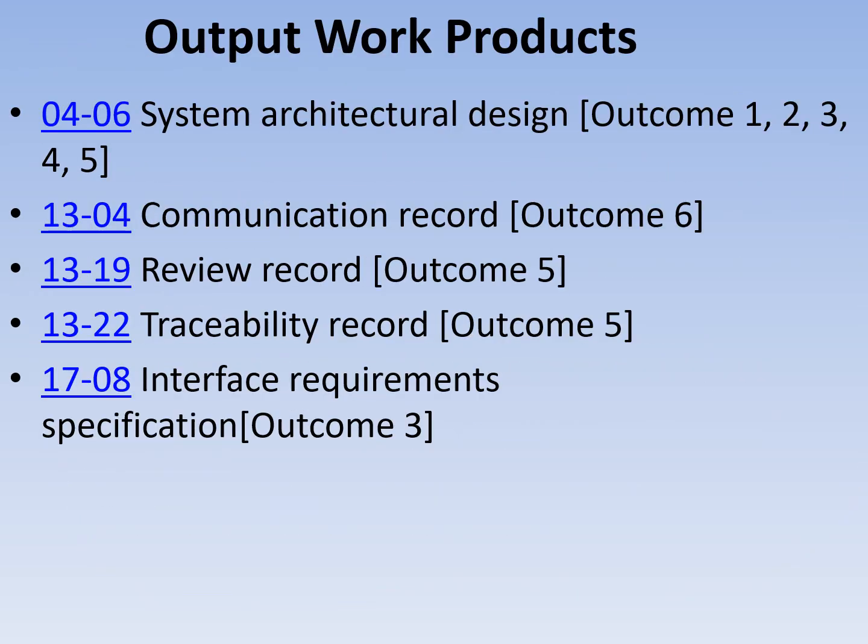Now, what are the work products? I'm sure everybody knows what exactly is a work product. A work product is nothing but a document. First is system architectural design, communication record, review record, traceability record, interface requirement specification. All these are the main output work products, which are the output of this particular SIS3 step.